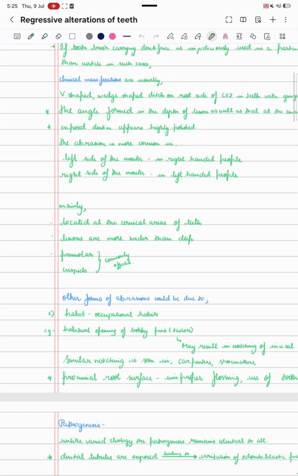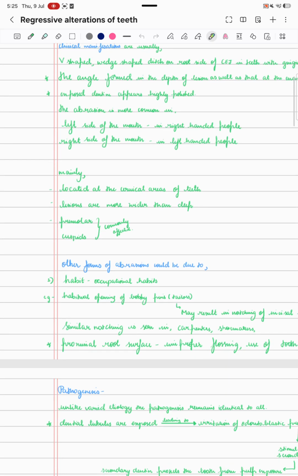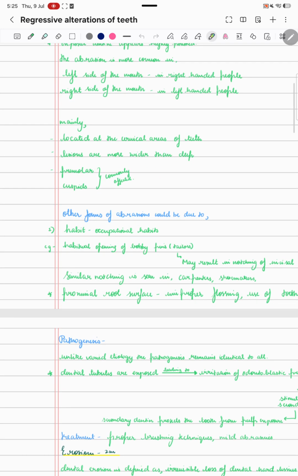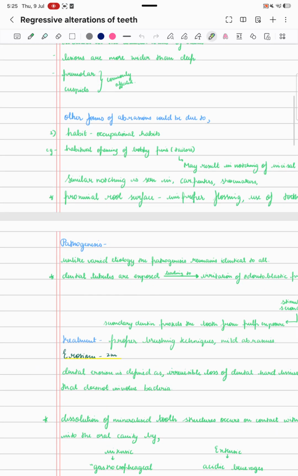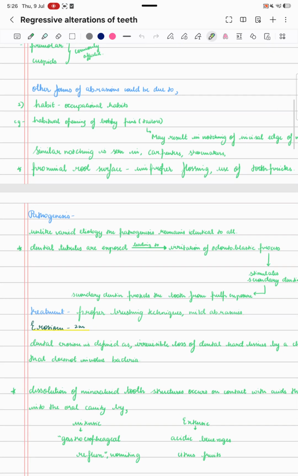Now it is mainly located in the cervical areas of the teeth, and the lesions are wider than deeper. Premolars and cuspids, that is canines, are more affected. Coming to the other forms, the other form of abrasion could be due to habit or occupation, that is, opening of bobby pins.